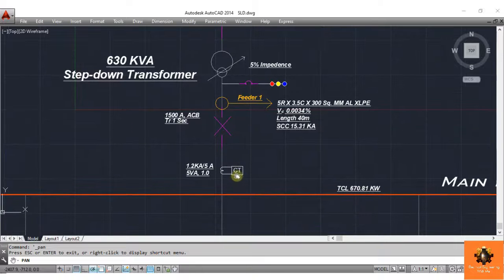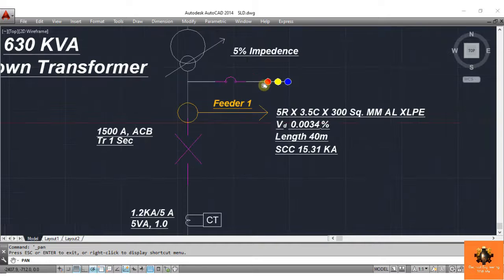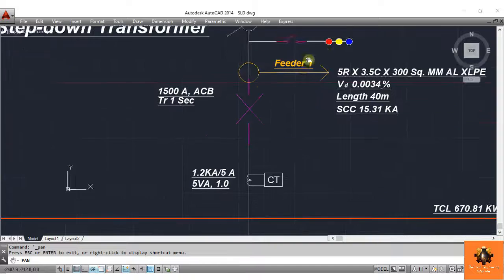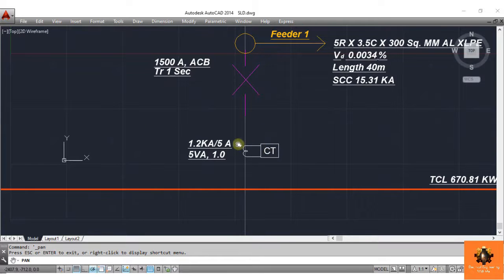Next, coming for the CT. One more point I have left over here. These are the indicating lamps. Simply, these are the indicating lamps which are showing R, Y, B phases. Okay. Then come to CT.